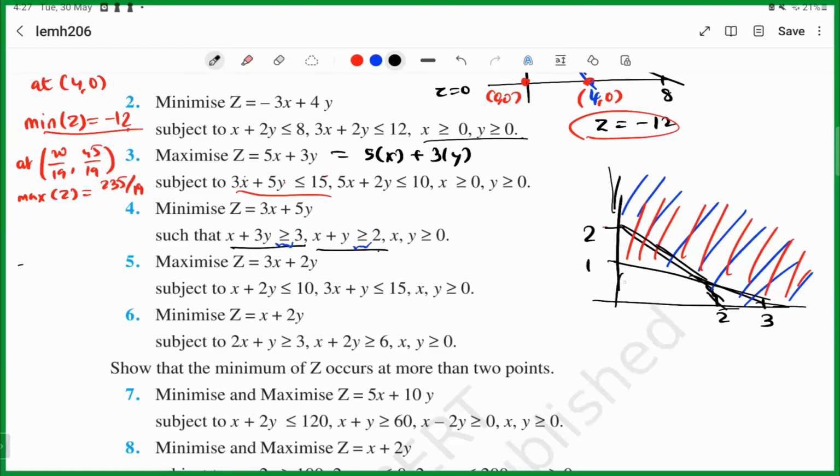Actually, no. I think you can let y be 5. If y is 5, then let's plot this 3x plus 5y equals 5. So this happens to be that, and this is 5 by 3, right? x becomes 5 by 3. So this is the line. Now as you slowly increase it upwards, you know that the line is going to move like that.